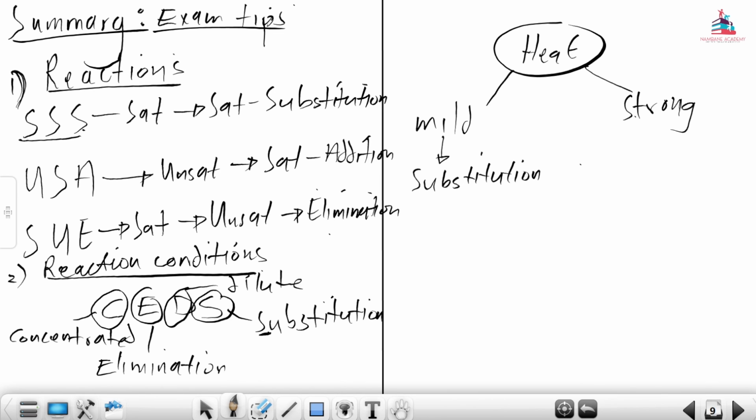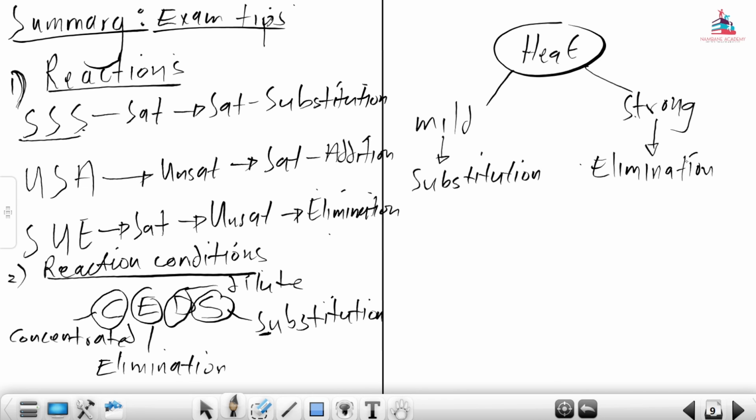But now imagine if it's strong heat. If it's strong heat, the chances are you are going to die or burn, and then it will take you time for your skin to reproduce that. So for strong heat, then it must be elimination.